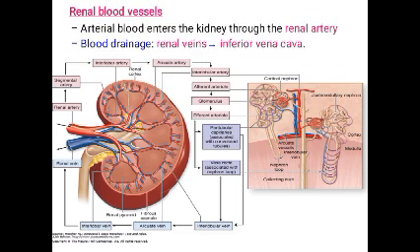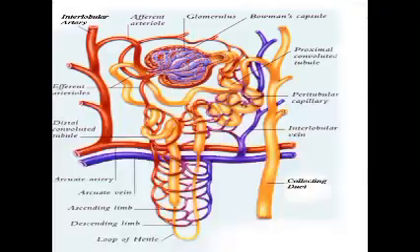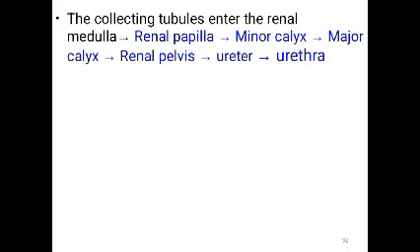Renal blood vessels. Arterial blood enters the kidney through the renal artery. Blood drainage is through the renal veins to the inferior vena cava. Here is the diagram. Second diagram. The collecting tubules enter the renal medulla, renal papilla, minor calyx, major calyx, renal pelvis, ureter, urethra.